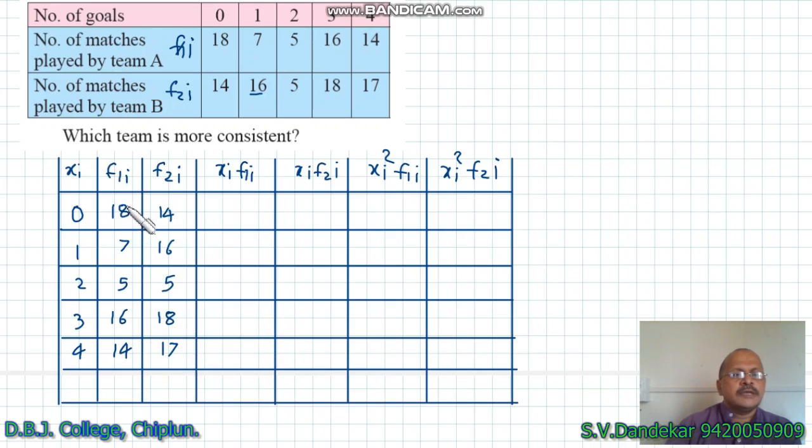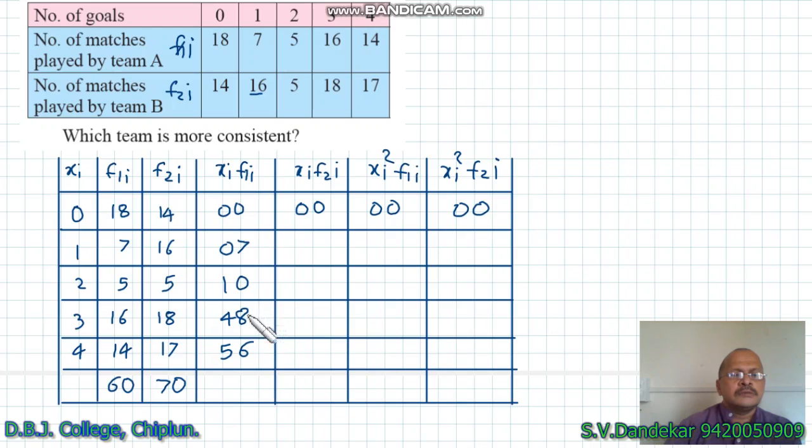Let us add these: 18 plus 7, 25 plus 5, 30, 30 plus 30, 60. F2I, 30, 35 plus 35, it is 70. Now Xi into F1I, 0. All entries in this column are 0 because x is 0. Now Xi into F1I: 1 into 7, 7, 2 into 5, 10, 3 into 16, 4 into 14.